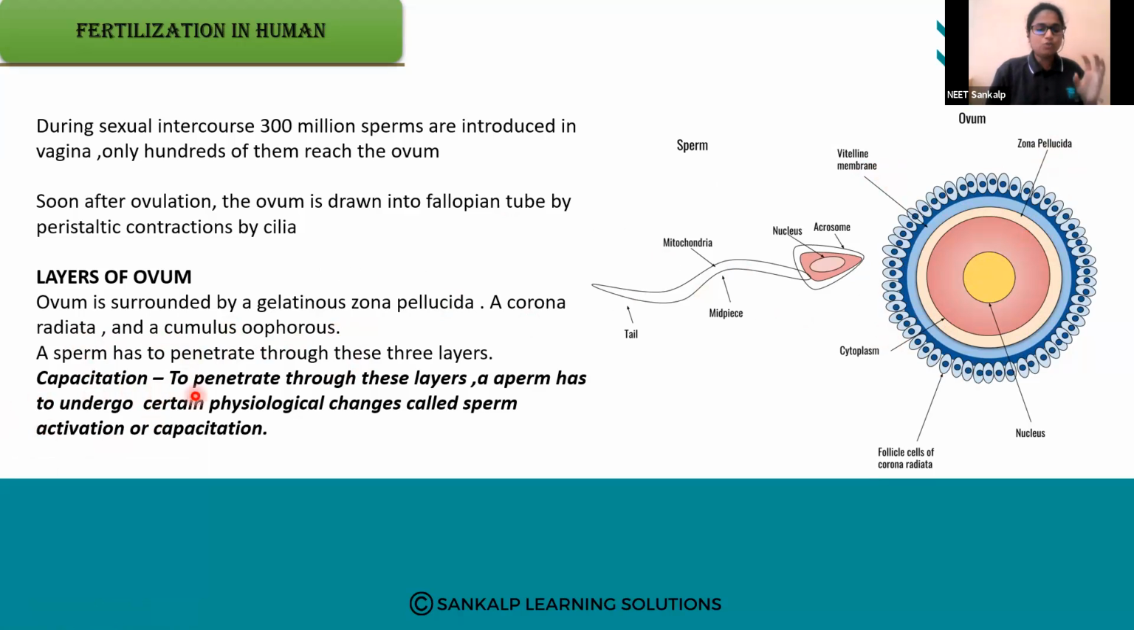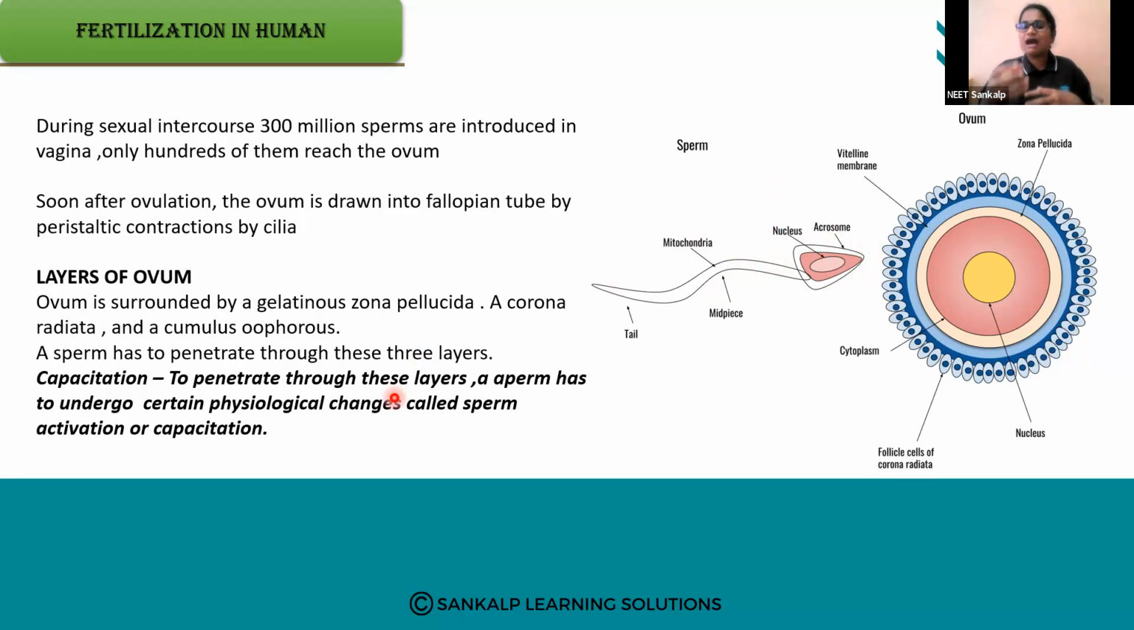To penetrate through these layers, a sperm has to undergo changes. The sperm has the acrosome, nucleus and so on. This sperm has to undergo certain changes, physically regarding its structure, as well as biologically. Together it is called physiological change. The sperm has to undergo certain changes, and that change will happen to only one sperm.